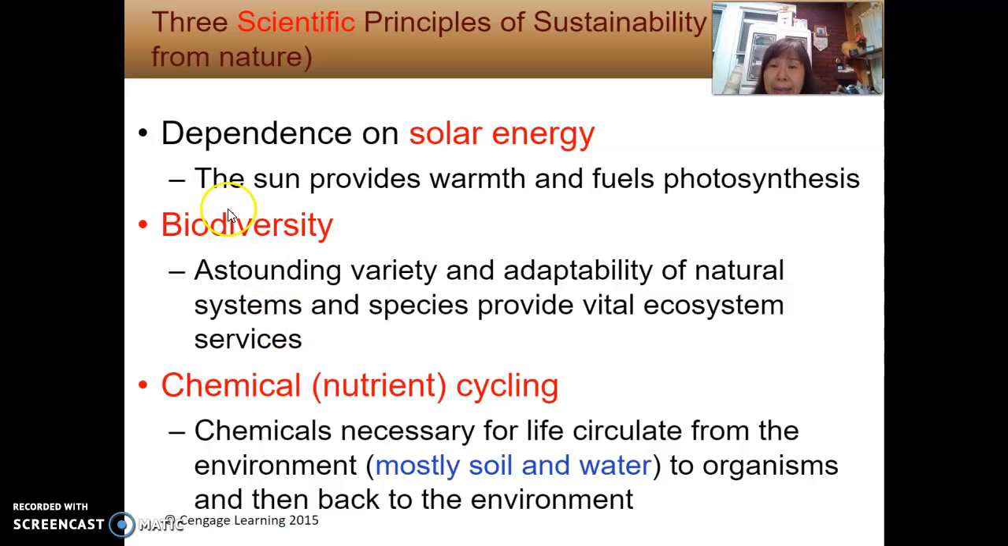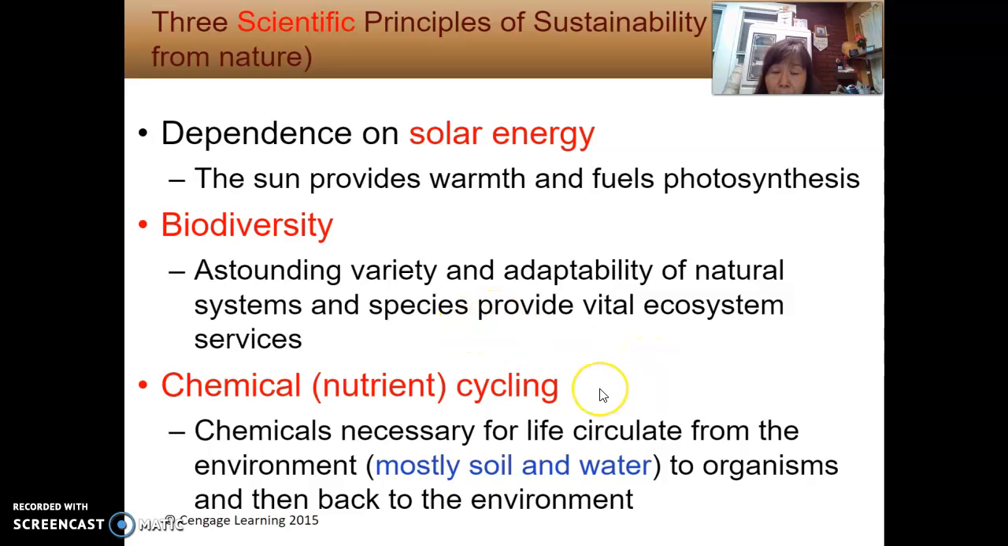Let's look at the scientific principles of sustainability, from the point of view of nature. Nature depends on solar energy. The sun provides the warmth and fuels photosynthesis. Without photosynthesis, there's no dinner. And then biodiversity: the astounding variety and adaptability of natural systems and species provide vital ecosystem services. We'll get into more on the next slide.